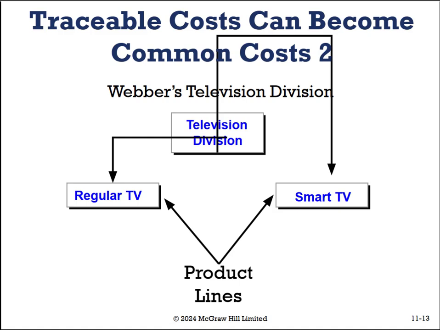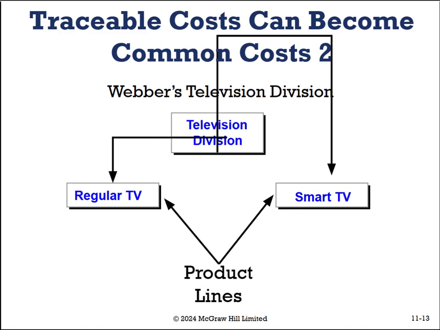Same, but different. We might have costs that are traceable to the television division, but just like in our airplane example, they become common costs for our regular TV and whatnot. So our television and our regular TV are two product lines of the same division.